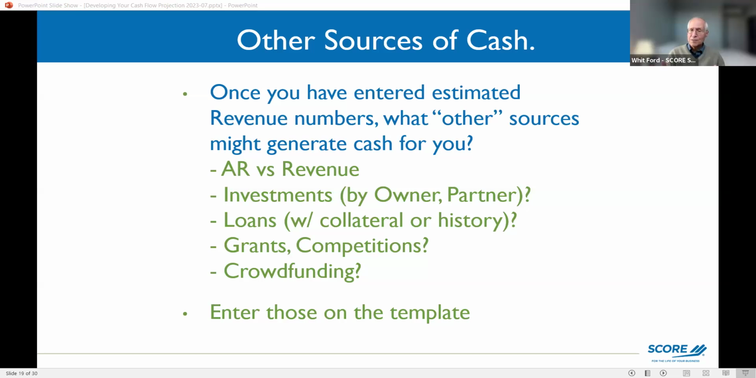If you expect investments, you want to make sure those go in. If you expect to receive loans or pay off loans, you want to make sure those are included in your cash flow forecast. If you expect to receive grants or participate in competitions, well, are you going to get it or not? Who knows? But you might put that in if you think you're going to get it, just to remind yourself that you're hoping to get it at that point.